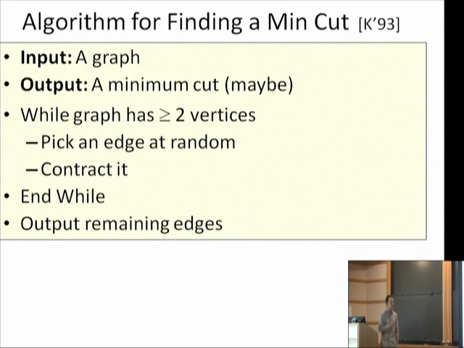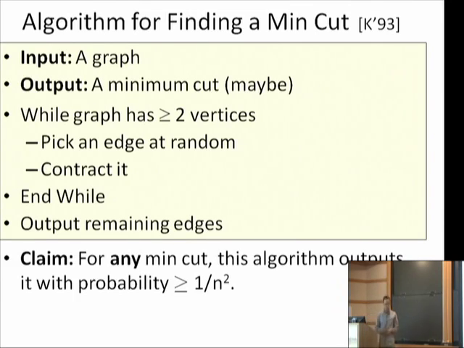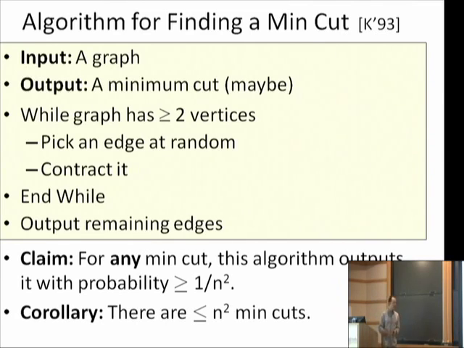Now let me tell you how we do prove it. I am interested to know other proofs of the theorem, so if you know another way of proving it, I'd be happy to hear about it. Here's how Karger's proof works. It's based on his randomized min-cut algorithm, which repeatedly picks random edges, contracts them, and continues until there are only 2 vertices left, and then outputs the remaining edges. What's known about this algorithm is that any particular min cut is output with probability at least 1 over n squared. Consequently, there are at most n squared min cuts, because that holds for any min cut.